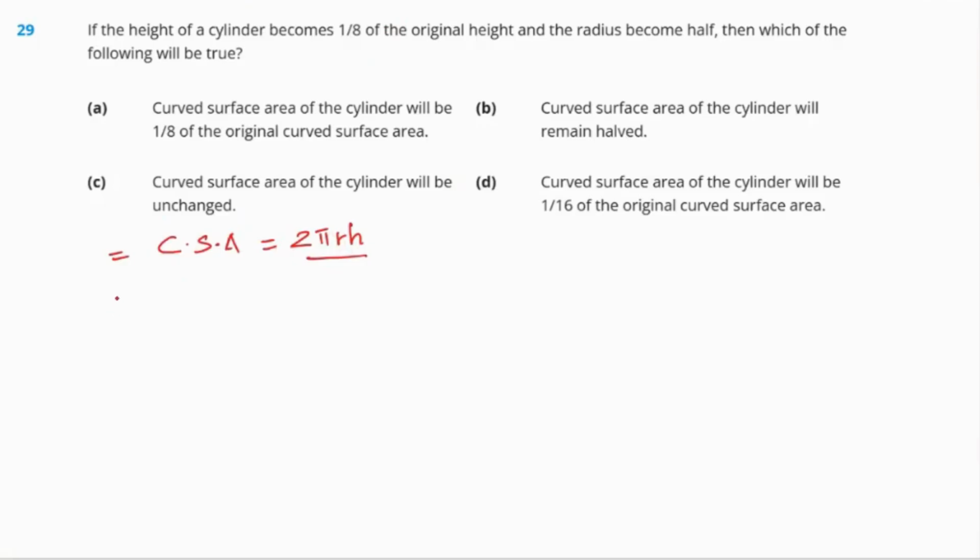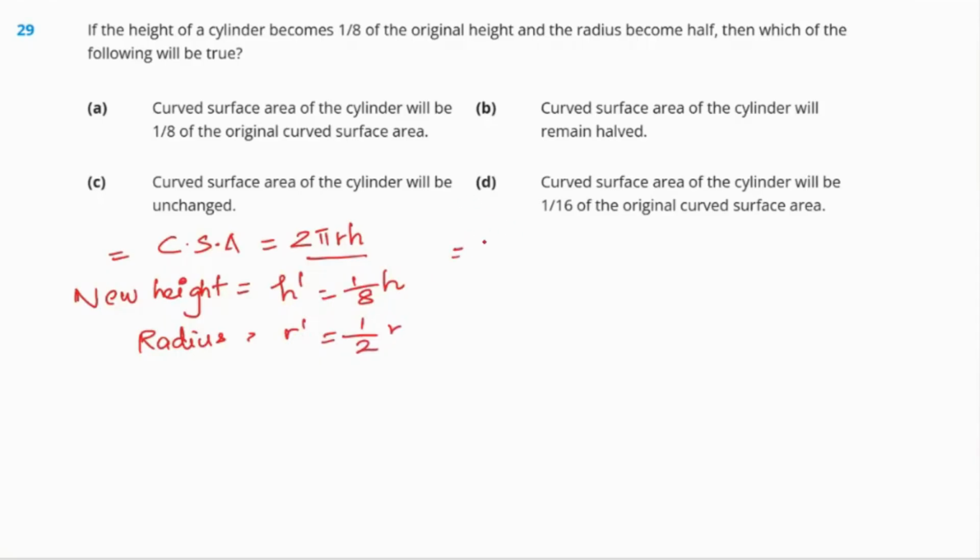Now the height and radius have changed, right? So the new height becomes 1 by 8 of the original height. I am denoting the new height with h dash. And the new radius is r dash. To avoid confusion, I am denoting it with dash. So r dash will become half, so 1 by 2 r.